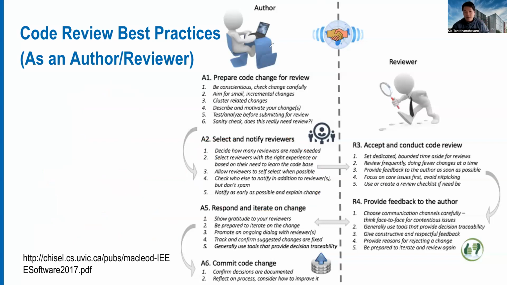So you need to consider multiple aspects, not just the technical aspect. You should consider the social aspect as well. For example, whether they are available or not, and you should not burden the reviewers as well. Let's say, oh, this person is the top reviewer, and what happens is that for any 100 new pull requests, you just invite them, right? So it's quite a burden. We need to ensure that the workload among the reviewers is fair, is balanced, okay? So that means when you select the reviewers, you should consider both the technical and the social aspect, okay? Allow reviewers to self-select when possible, check who else to notify, but don't spam at all, notify as early as possible and explain the change, okay? That's the best practice to select and notify reviewers.